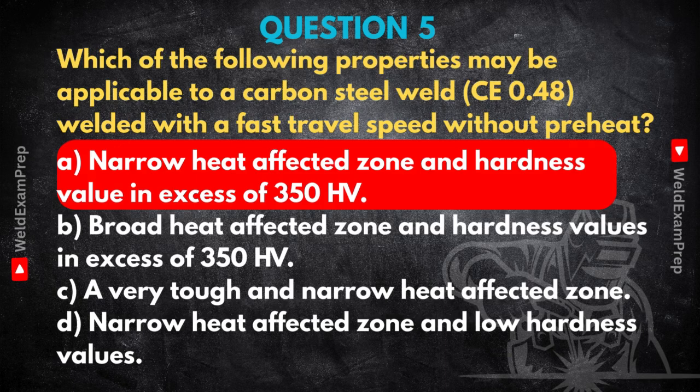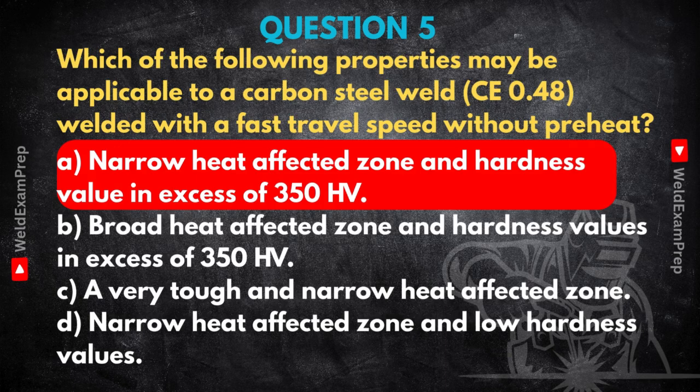That's the clincher. Preheat is used specifically to slow down the cooling rate after welding. If you don't use preheat, especially combined with the lower heat input from fast travel speed, the weld and the HAZ cool down very, very quickly. So you have rapid cooling acting on a steel that's prone to hardening, high CE. That's the perfect recipe for forming hard microstructures like martensite in that narrow HAZ.